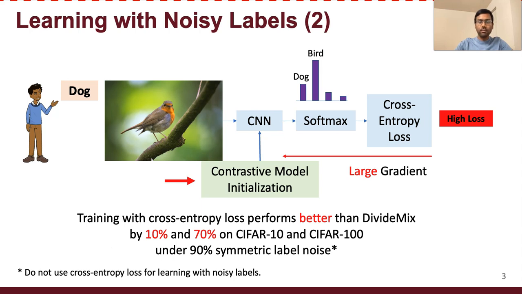But in reality, if you train this model with the contrastive initializer, your model will perform better than DivideMix by 10% and 70% on the same exact datasets under 90% symmetric label noise. So the point is not that we should use cross entropy loss when learning with noisy labels. Instead, we want to explore the reason behind this observation and lay out possible approaches that we think can make this even better.